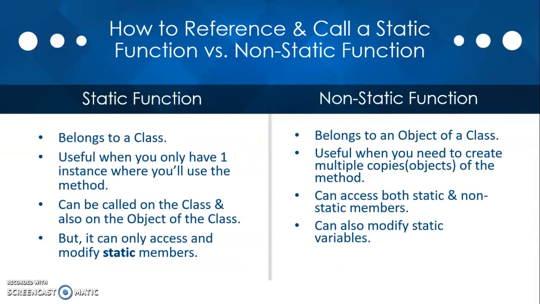Now, how to reference and call a static function versus a non-static function or method. A static method belongs to a class. It is useful when you only have one instance where you will use a method. It can be called on the class and also on the object of the class, but it can only access and modify static members. A non-static function belongs to an object of a class. It is useful when you need to create multiple copies of the method, and they can be accessed both by static and non-static members. They can also modify static variables.